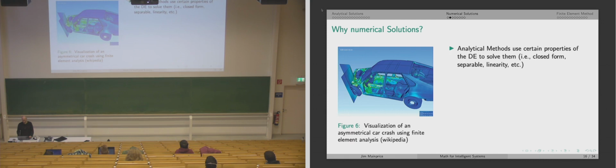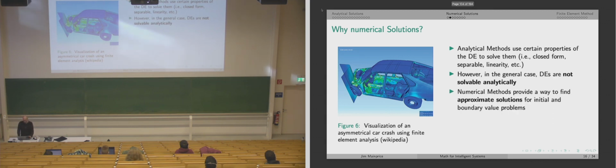So the analytical methods use certain properties of the differential equations. That's what we saw: the closed form, the separability, the linearity, the constant coefficient. Like, what is the particular structure of the differential equation? We are going to be able to use that in the analytical solution that we derive. But in the general case, not all of these are solvable analytically, and the numerical methods are going to approximate the solution, to either initial value problems or boundary value problems, it doesn't really matter.